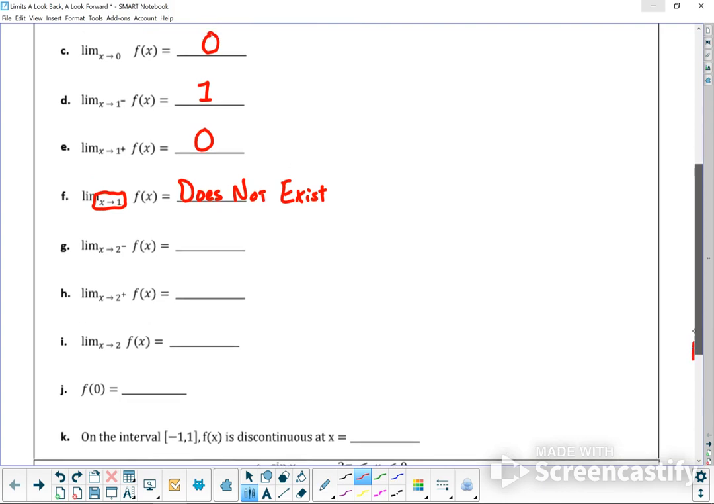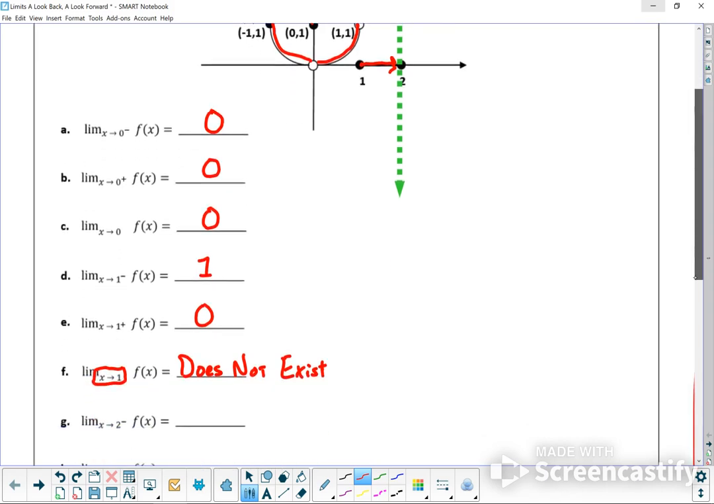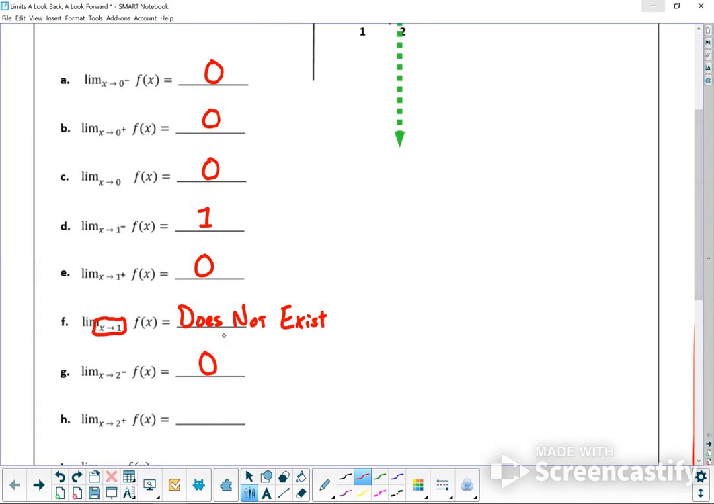Okay. 2 from the left, 2 from the right. Next one, we're moving to 2. As I'm approaching 2 from the left, follow the graph. I'm not quite at 2 yet. I'm at 0. Keep going. I'm past 0. I'm going to 1, but I don't care about 1. It's just as x approaches 2 from the left. So I'm going to keep going. I'm going to jump down here and just keep going. As I get very close to 2, my value of y is going to be 0. So the limit as x approaches 2 from the left is 0.